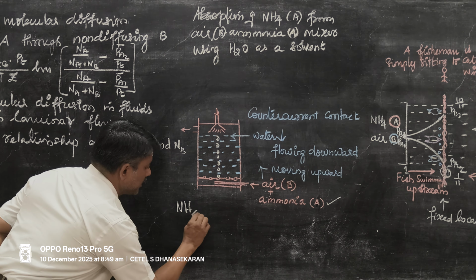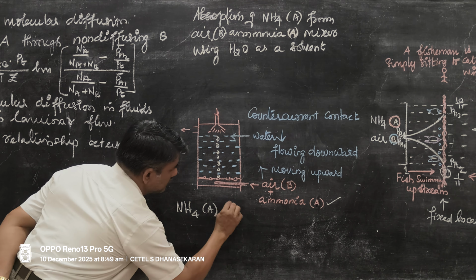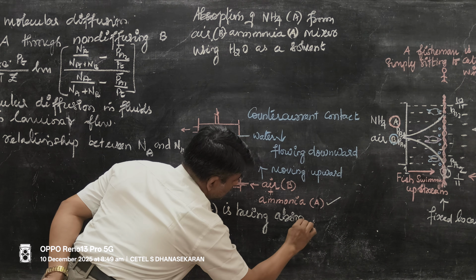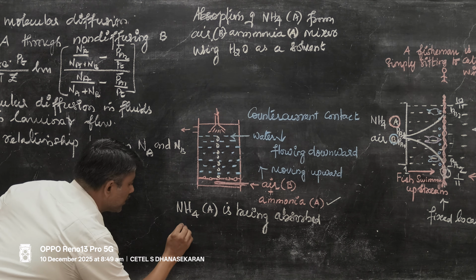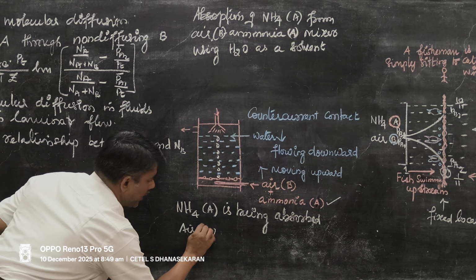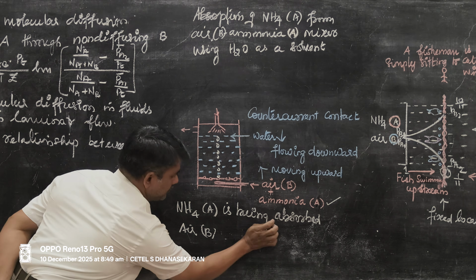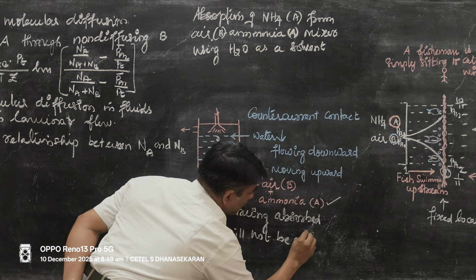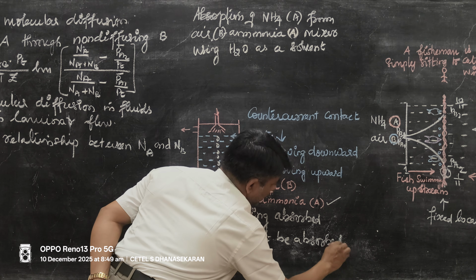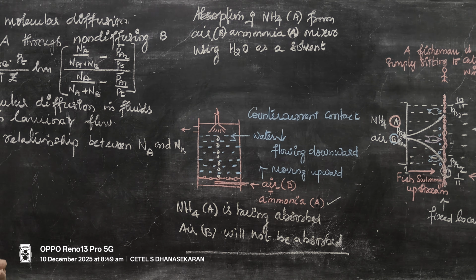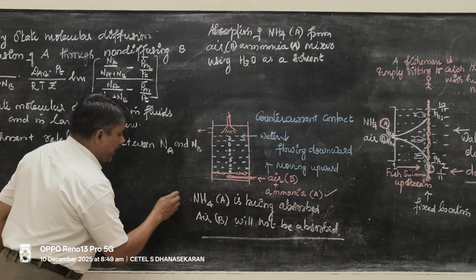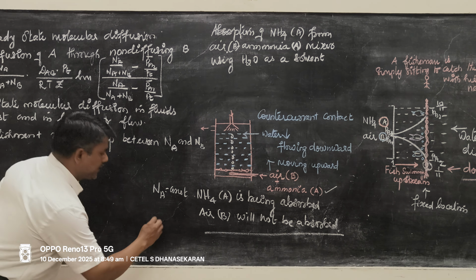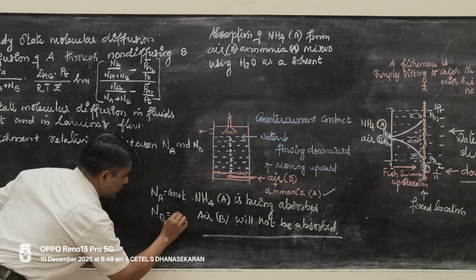Ammonia A is being absorbed. Clear? Air will not be absorbed. Clear? That means flux NA is constant, and flux NB is equal to 0.